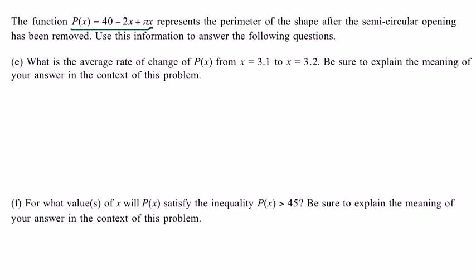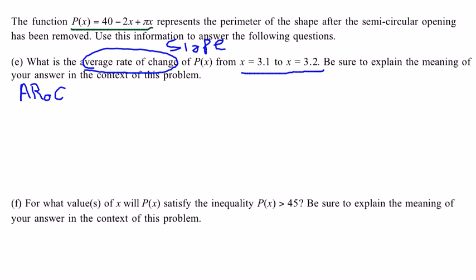Part E says, what is the average rate of change? And I always get excited when I see this because I know what to do. This is just the slope of p of x from the values of x 3.1 to 3.2. We're going to explain the meaning of the answer in the context of the problem, but let's first start by finding the average rate of change.